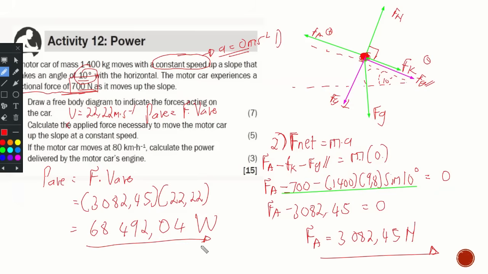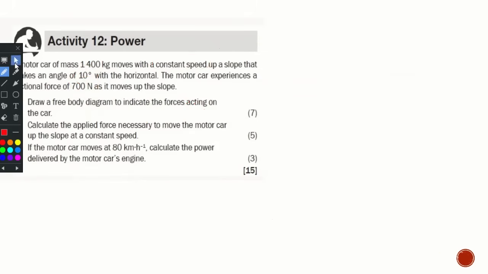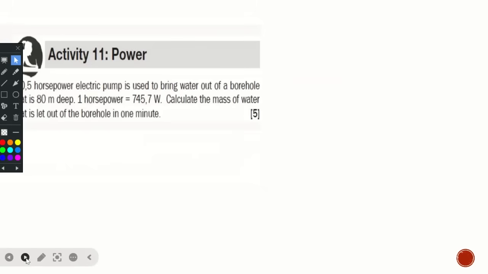Watts. Okay, so that's basically how you were supposed to calculate that one for 3 marks: formula, substitution into the formula, and the correct answer. Okay, so now let us move on. We have yet another exercise.